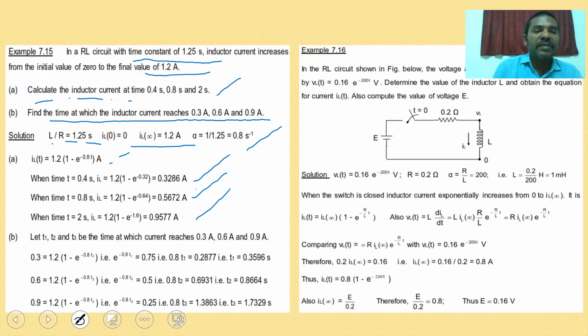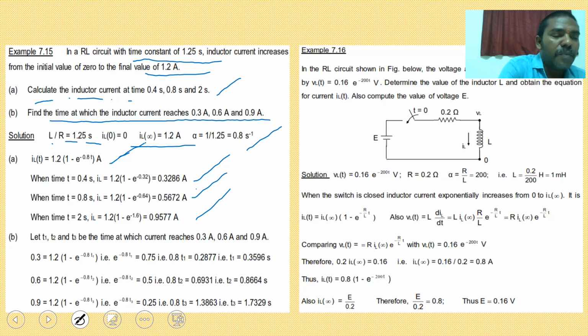Then coming to your second one, the current values are already given: 0.3 amperes, 0.6 amperes, 0.9 amperes. So we have to find the new time values. The basic equation is the same: IL of t is equal to 1.2 into 1 minus e power minus 0.8t. For the first case I am using T1, for the second case T2, and for the third case T3, for the currents of 0.3 amperes, 0.6 amperes, and 0.9 amperes respectively.